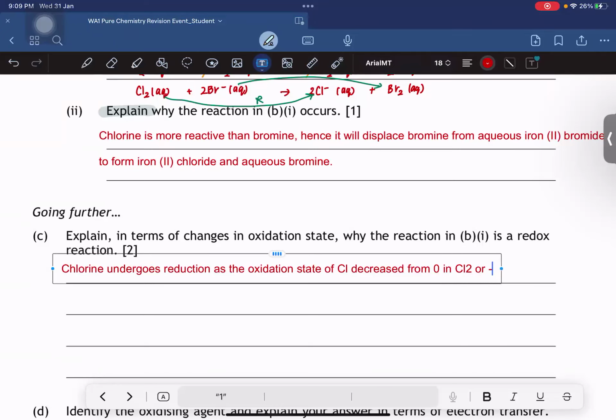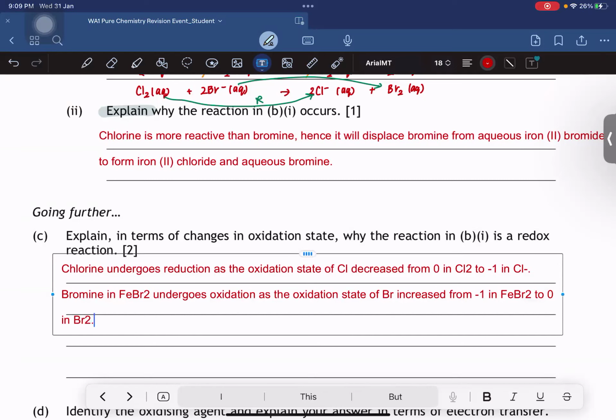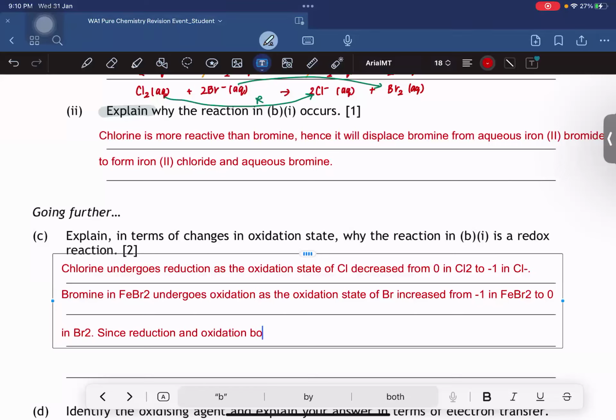Remember, you must state the number in what substance? Cl2, 0, to minus 1 in Cl minus. Okay, next, bromine in FeBr2. Notice if it's the reactant, I will have to state the whole reactant. It undergoes oxidation as the oxidation state of Br increased from -1 in FeBr2 to 0 in Br2. Okay, but don't just stop here because the question asks why it is a redox. So you need the added statement: since reduction and oxidation both occurred simultaneously, it is a redox reaction.